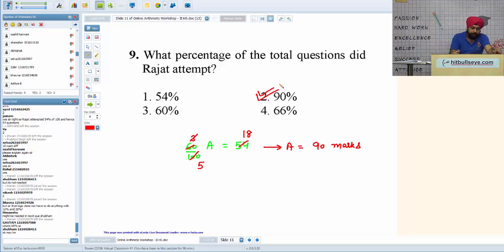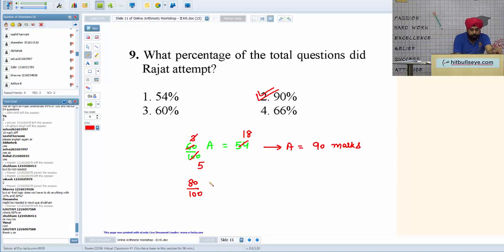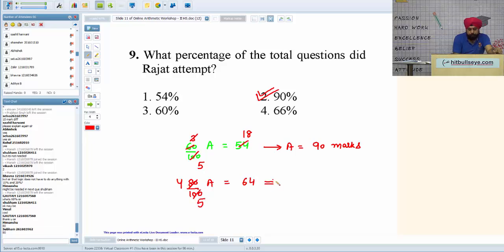Just for the sake of your understanding, we can calculate it for the second person, though it is not needed to answer. 80% of his attempts will be 64, because he gets 64 marks. And if you solve it here, the attempts of the first person, that is Ram, comes out to be how much, students? It comes out to be 80 marks, right?